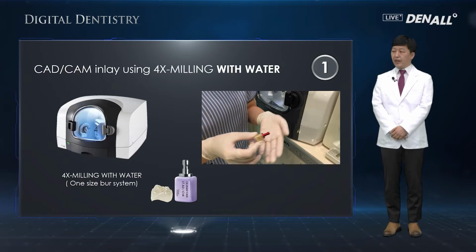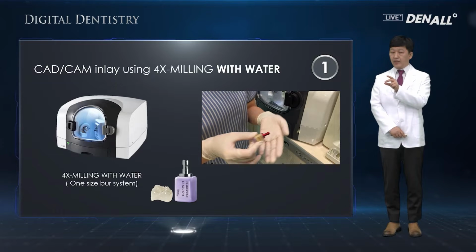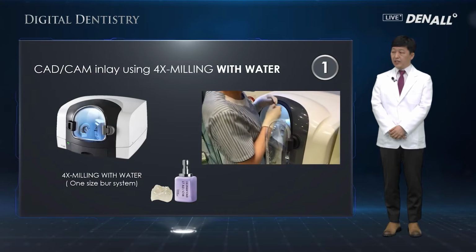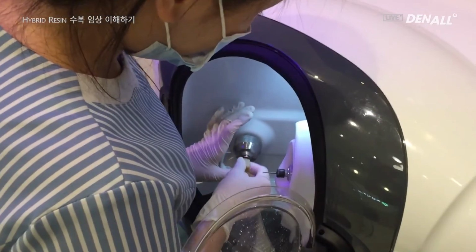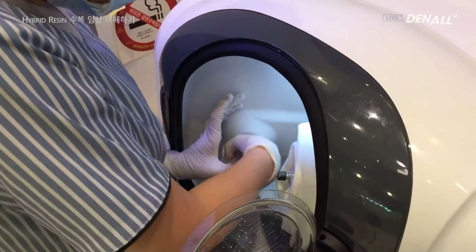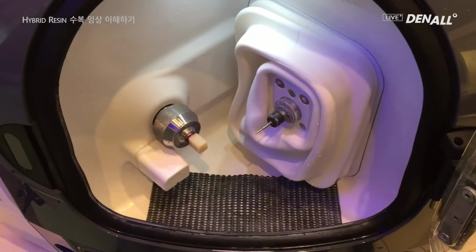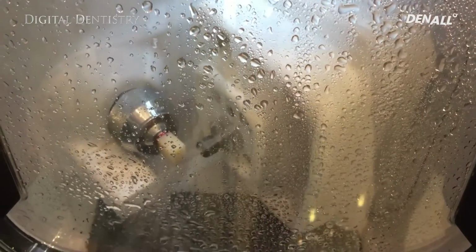Let's look at the first type of milling machine. Irrigation is done. A very thick burr mills the block material. As shown, material is put in the machine. It is fixated. You close the door. The machine is activated. Water comes out and 1 thick burr goes round and makes an inlay.